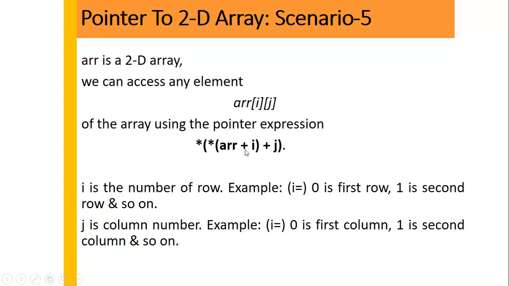So we write *(ARR + I), that will give us the address of that particular row, which is in turn an address. We add that to J, right? That will give us the column address, and then we put a star outside this. This is the star which will give us the value at location I, J, right? Therefore this statement, ARR[I][J], and *(*(ARR + I) + J) are going to print the same output.